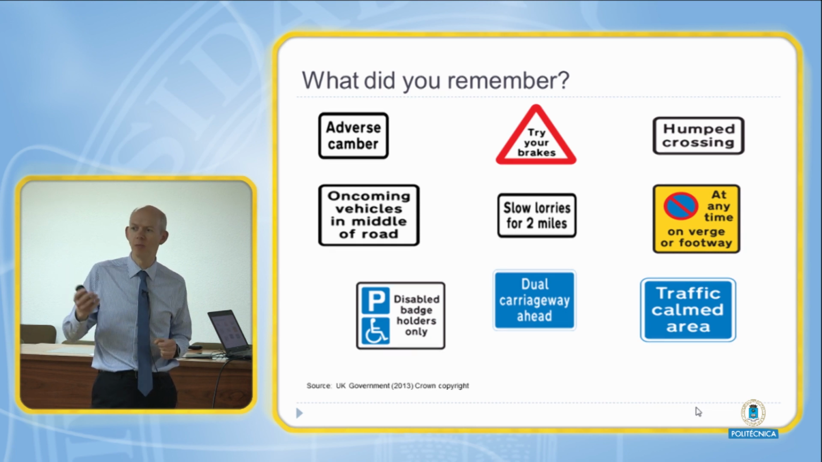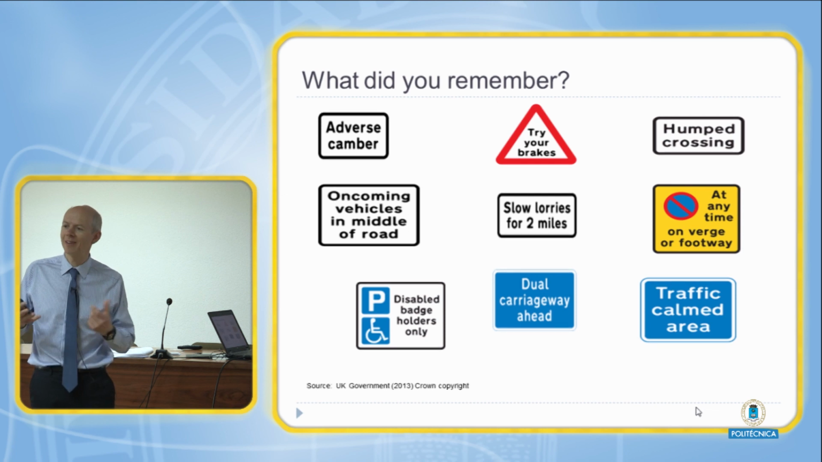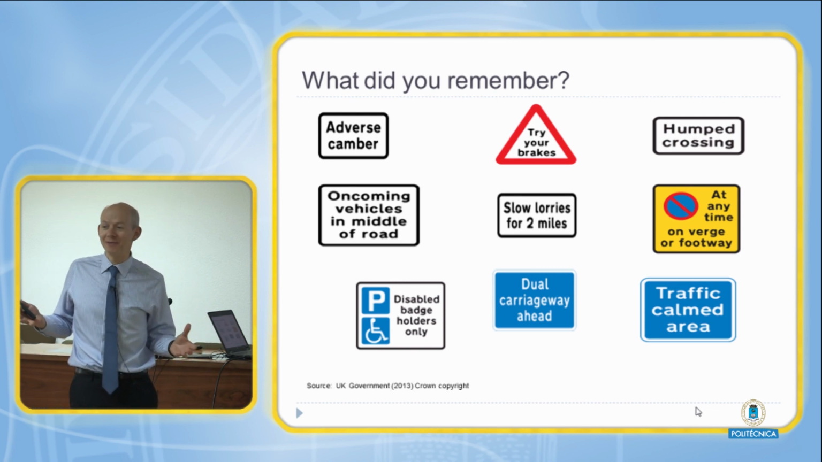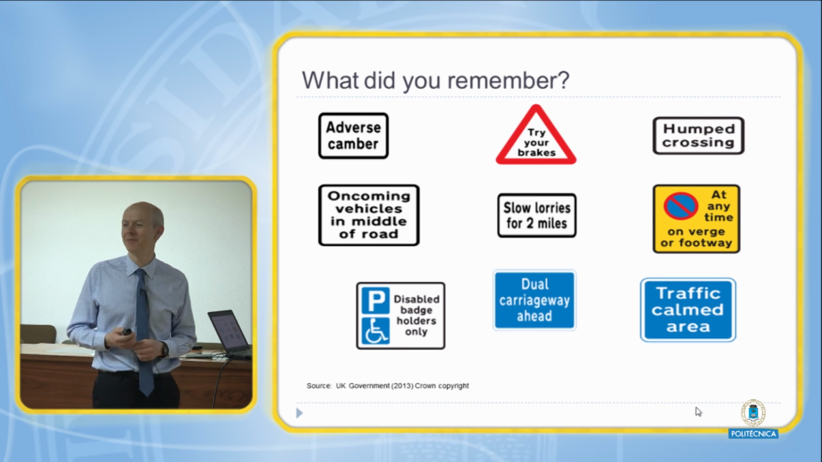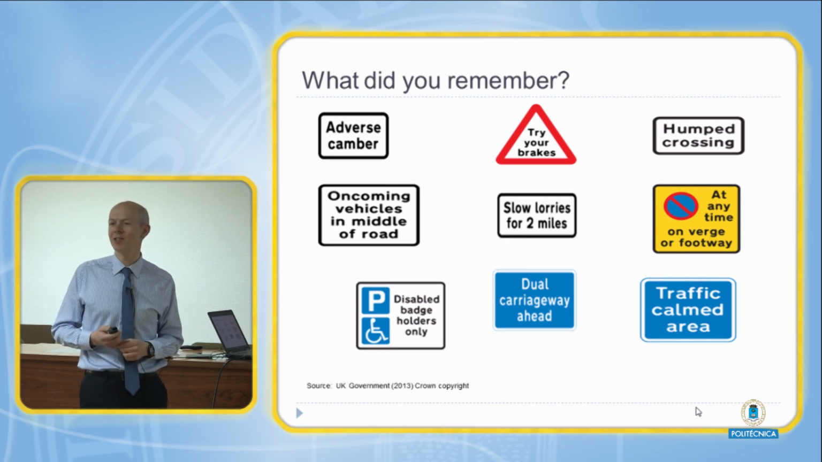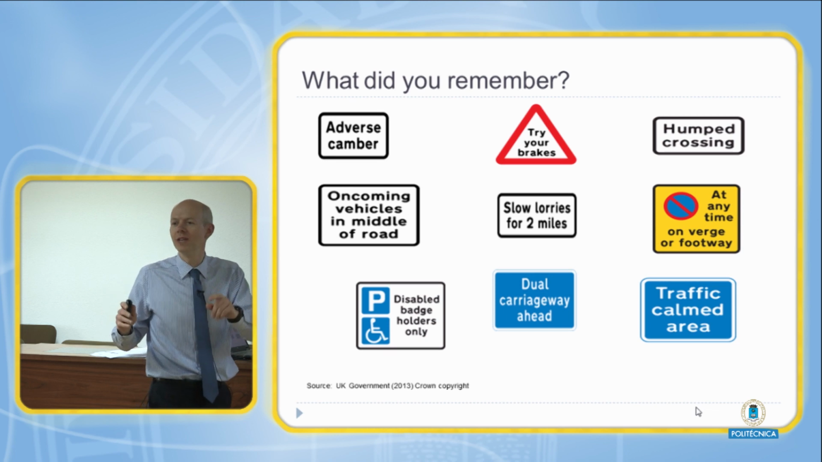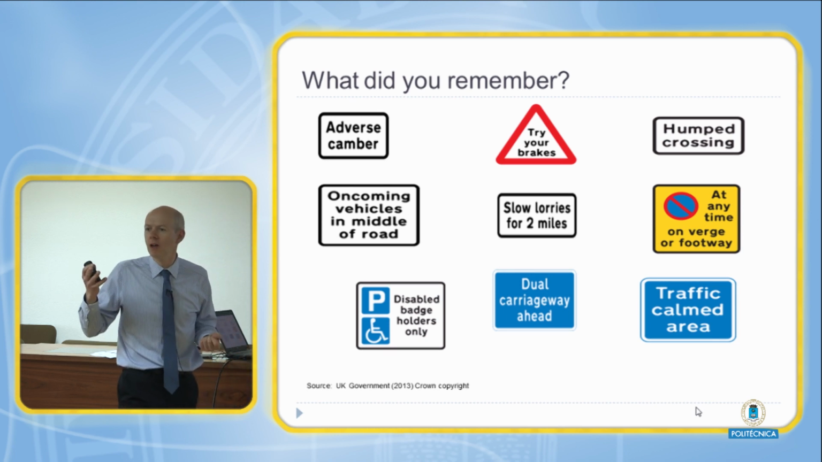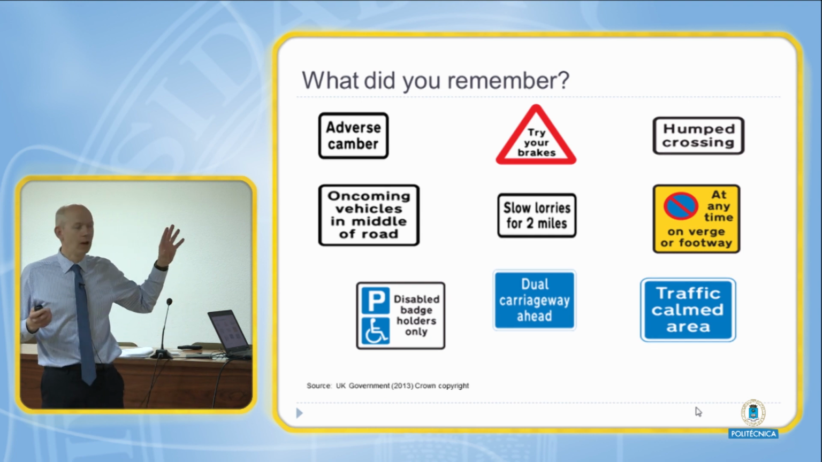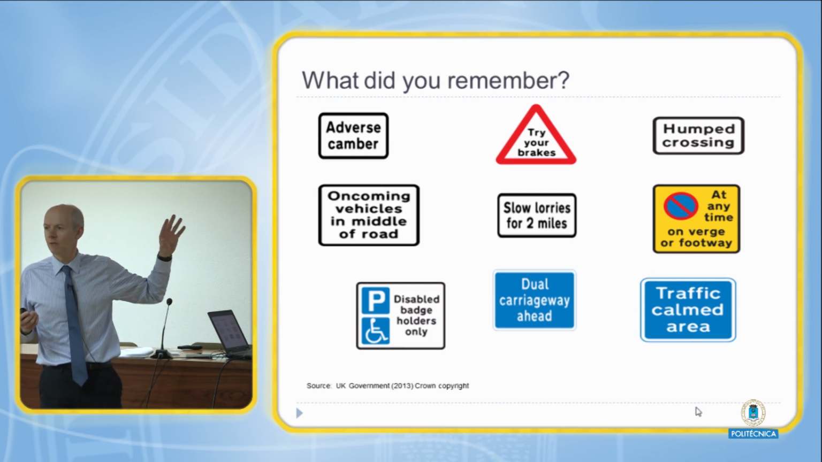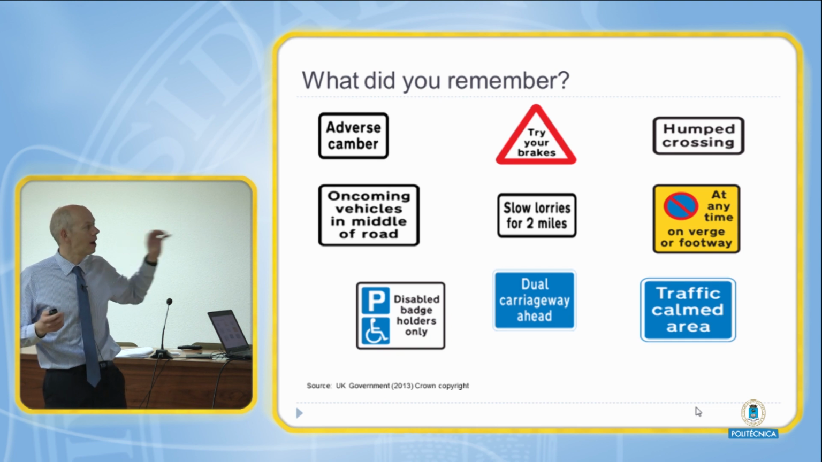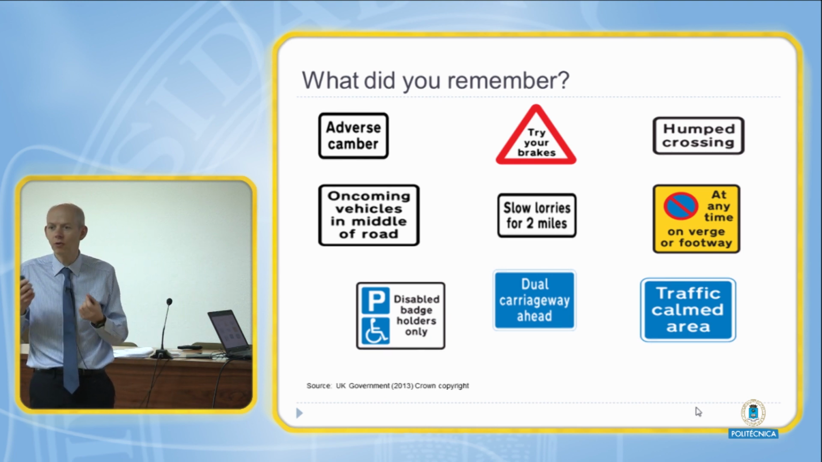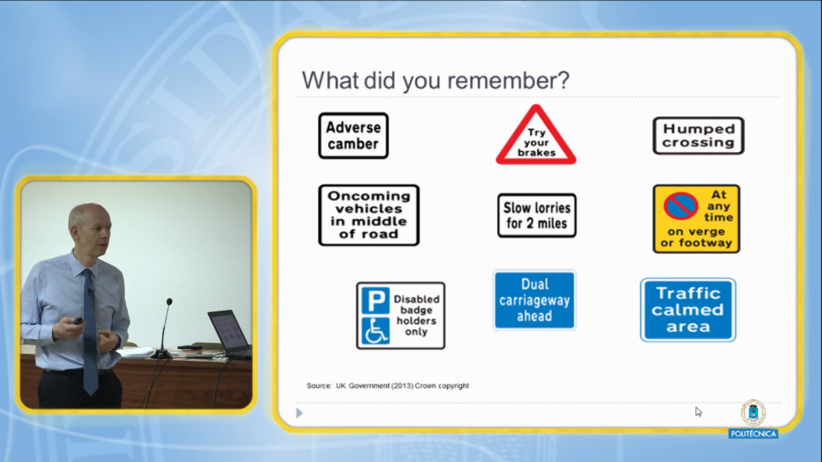So, for example, which sign would you say is less common? Adverse camber. Yes. Do we know what an adverse camber is? Does anybody know? It's just the way that the shape of the road is different to what it should be. So it's warning you of that. So the fact that the relationship with the information is not very clear, the type of information is not very common. And what else, what other problems did you have?